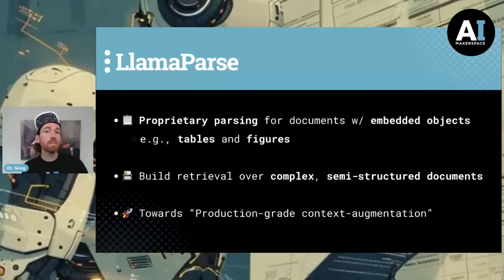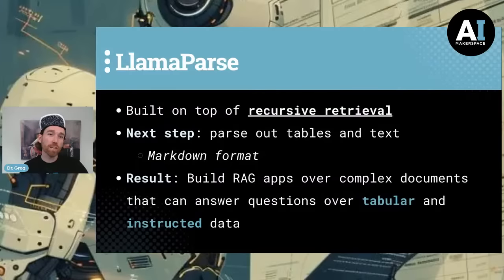Now, LlamaParse is built on top of recursive retrieval algorithms and work that Llama Index has done previously. So it's sort of a natural next step. That step is to parse out tables and text in markdown format, because they've built a lot of tooling already that integrates very, very well with that markdown format. So again, we can build more complex RAG systems with more complex data.